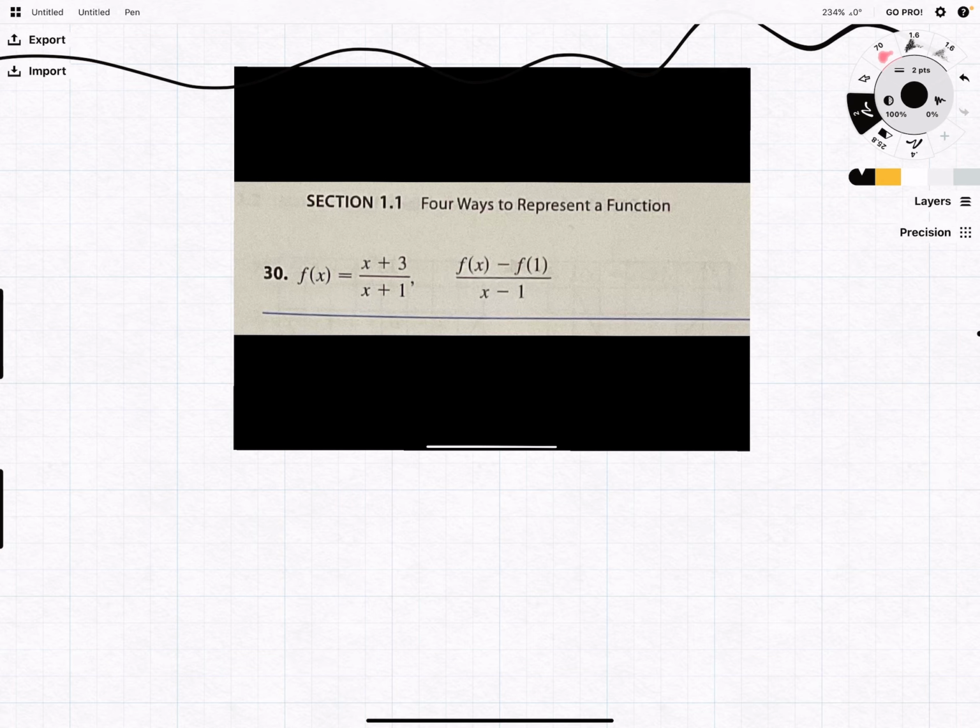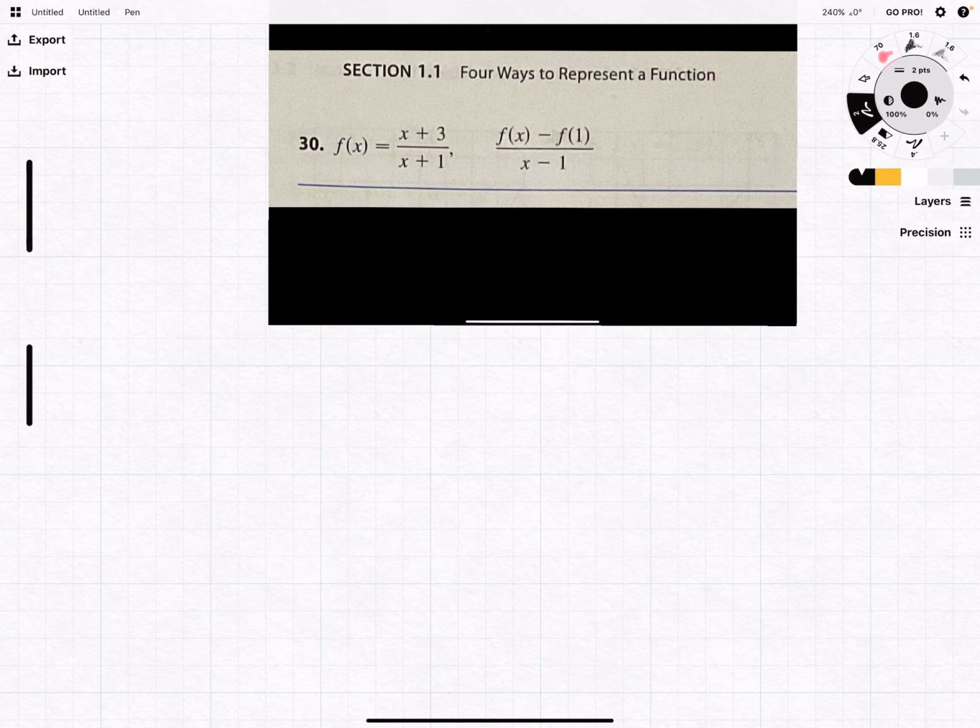Here we're at Stewart Calculus 8th edition. This is section 1.1, Problem 30. This is also similar to the other problems before this, pretty algebraically intensive, so we'll have to be careful with what we do. Or I guess not. Yeah, we just shouldn't be careless.